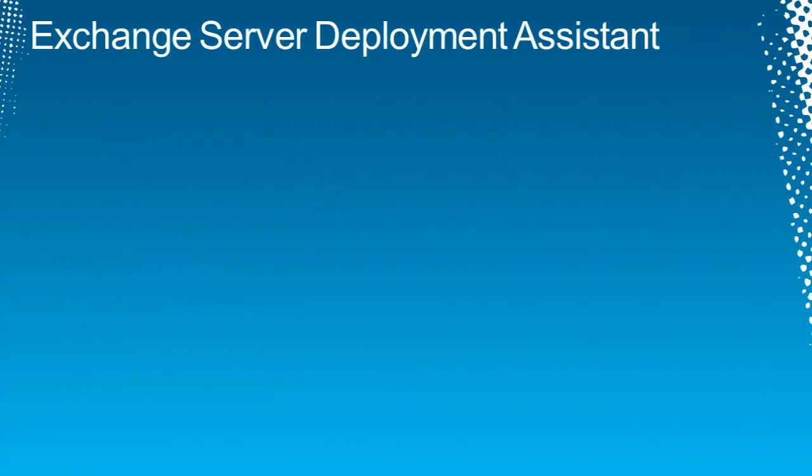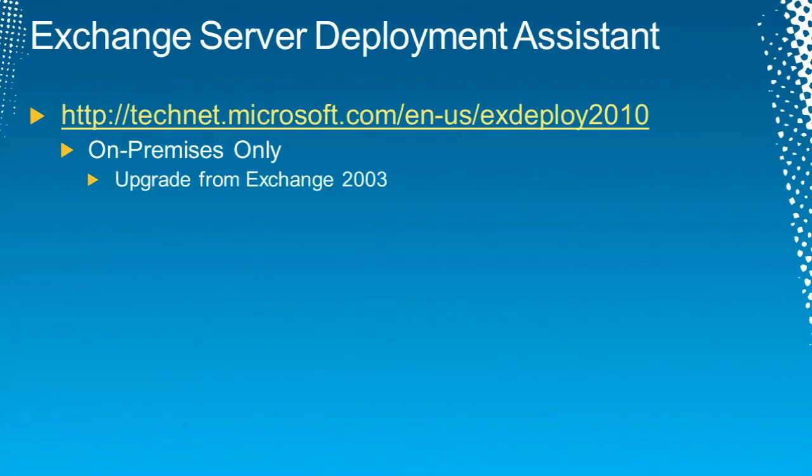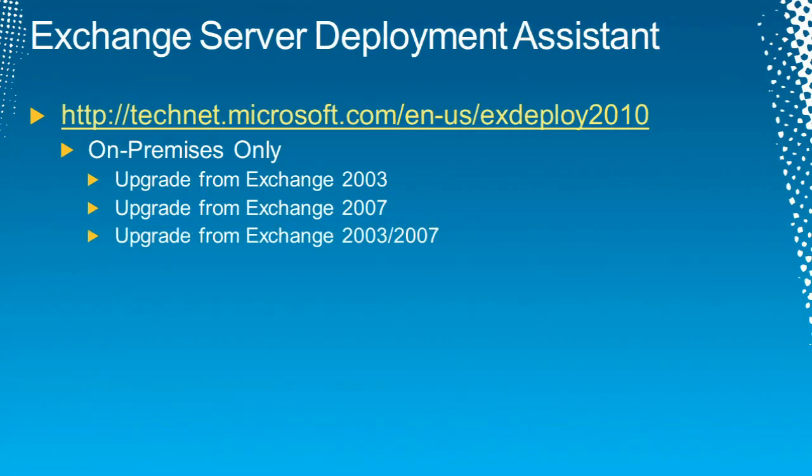Now, once you've done that, there's another tool that you're going to want to look at. It's the Exchange Server Deployment Assistant. So we talked about the various scenarios. We talked about customers who need to do on-premises deployments. But there are also customers in this room who said they needed to upgrade from 2003, so we have your scenario covered. There are customers who said they needed to upgrade from 2007. Your scenarios are covered. And there were a few of you who said you had both. We've covered that scenario as well.